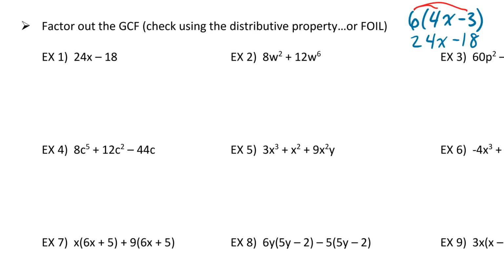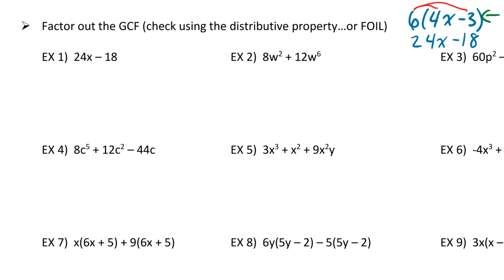Now, factoring is the process of going backwards from that. So as you can see in example 1, we start with 24x minus 18. Our goal is going to get back to this, the 6 times 4x minus 3. So how do we do that?